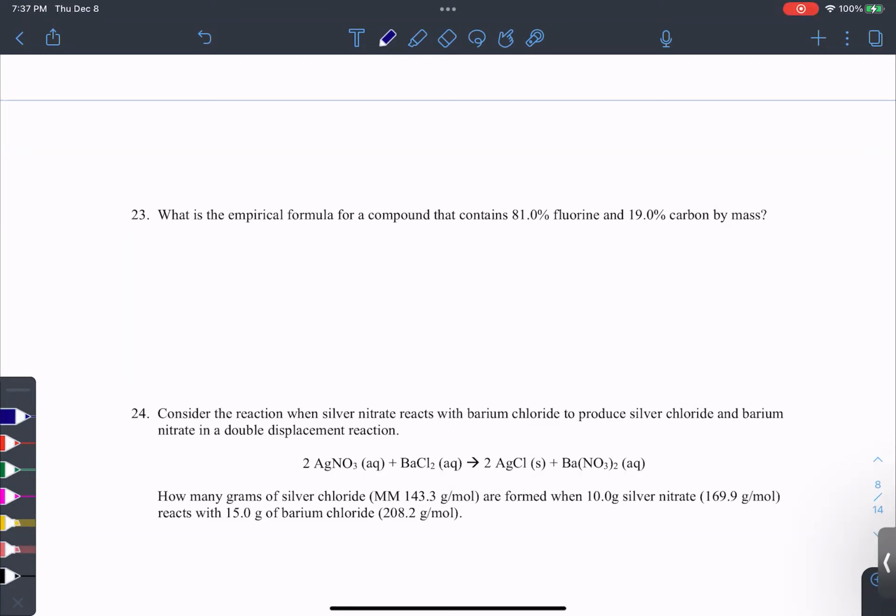But with this particular question, it's a percent composition. There's a little trick here because we're given percentages. What's a good assumption to make right off the bat? 100 grams, because if we have a 100-gram sample, how much of that sample is fluorine? 81 grams fluorine, 19 grams carbon. From that information, you should easily be able to get moles of each. And that's how you get the mole ratio.